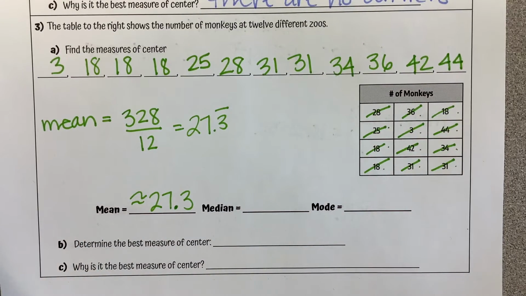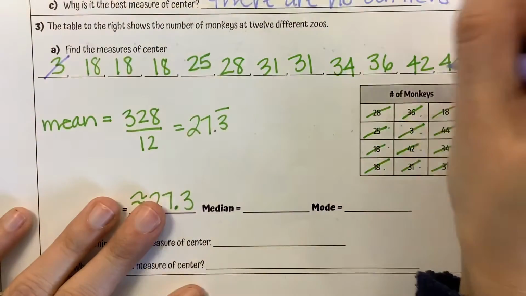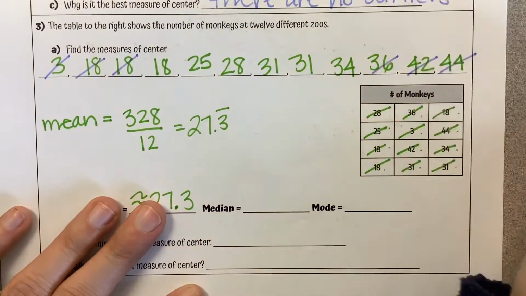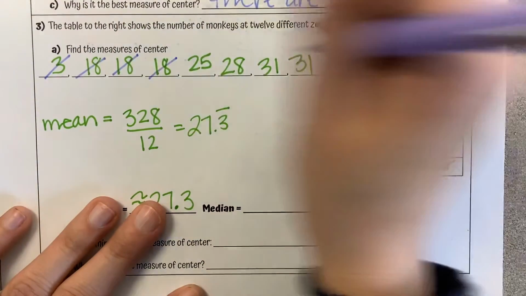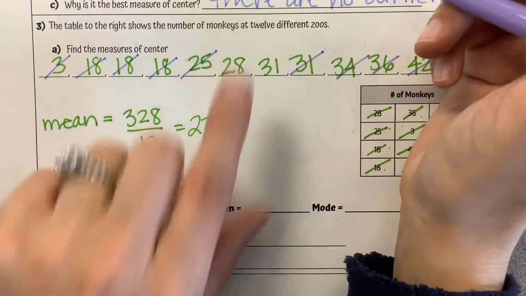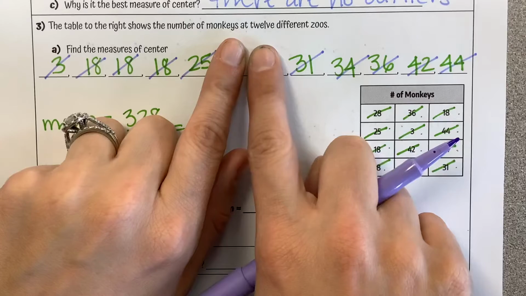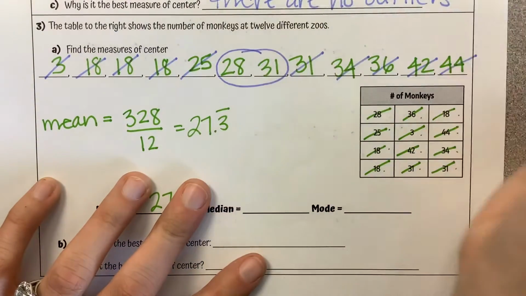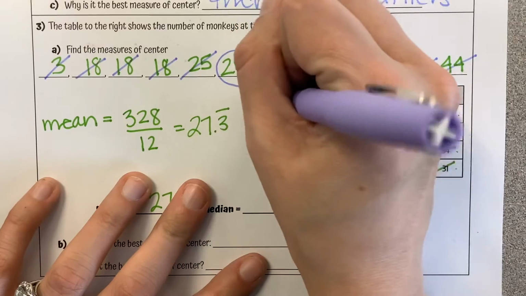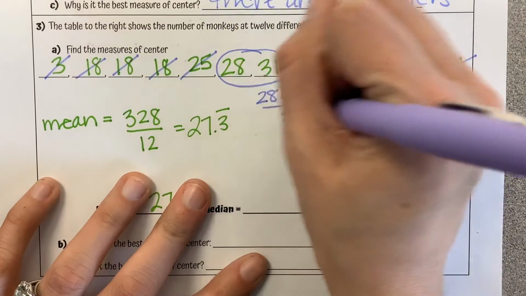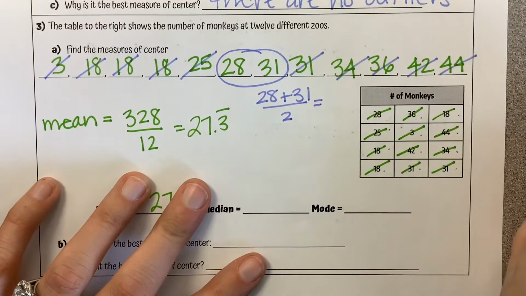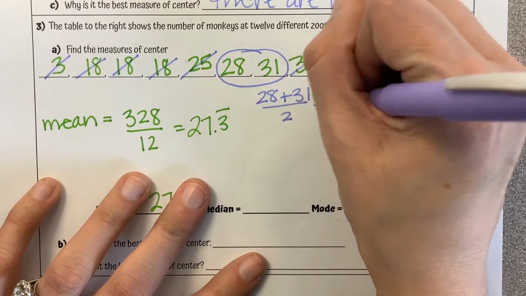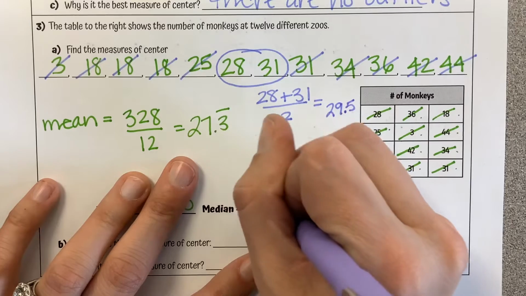Let's cross off. Lowest, highest, lowest, highest, lowest, highest, lowest, highest, lowest, highest. If I crossed off the lowest, I would also cross that off. So both of these are in the middle. We're going to find the average of those two. 28 plus 31 divided by 2. When I do that, I get 29.5 for the median.